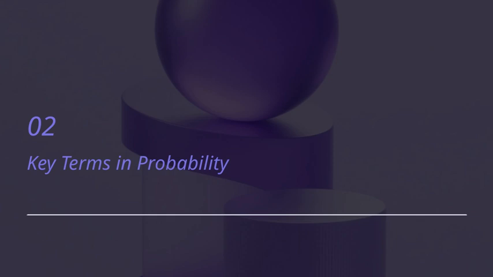Next, we have sample space, which is simply all the possible outcomes of a situation. For example, if you're rolling a die, the sample space includes all the numbers from 1 to 6. Understanding the sample space is crucial because it forms the foundation for calculating probabilities. Then we encounter event, which is any specific outcome or set of outcomes within the sample space. For instance, rolling an even number is an event. Another important term is probability model, which is a mathematical framework that describes how probabilities are assigned to different outcomes.